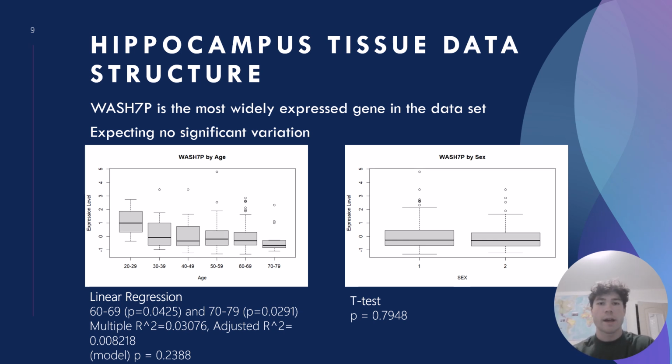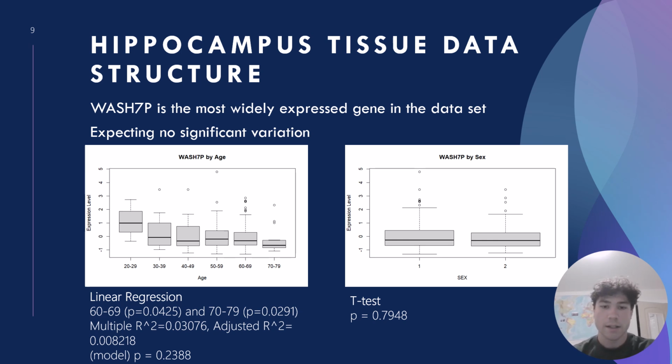I kind of wanted to get another idea of roughly the structure of this data. So I took the most highly expressed gene from the previous data set, which is going to be our WASH7P, and I wanted to see how it's expressed by age group and then how it's expressed by sex. I'm not really expecting too much variation by either of these factors, just because it is so widely expressed in all tissues. Starting off with WASH7P by age, you see this box plot.